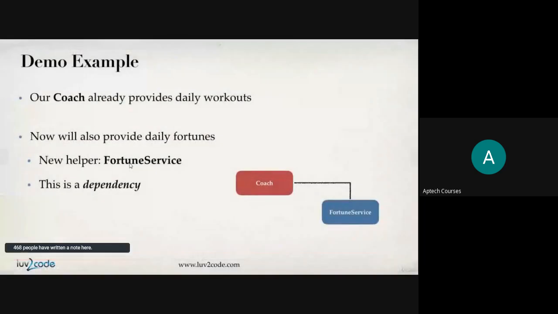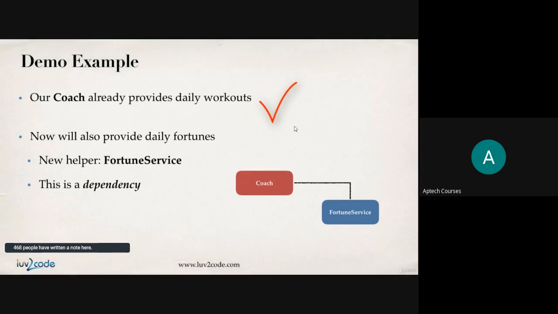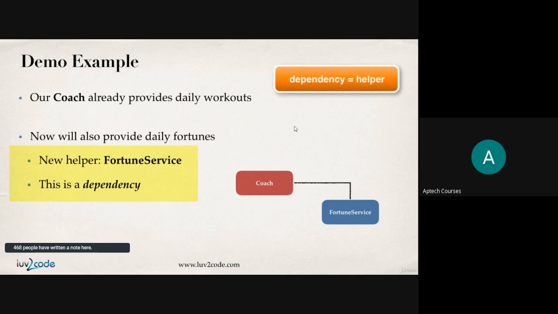All right, so we'll walk through this with an example again. Our coach already provides daily workouts. Now our coach will also provide daily fortunes, like your good luck fortune. This coach will actually make use of a helper called fortune service. And this is what they call a dependency, because a coach depends on the fortune service in order to serve up the daily fortunes.